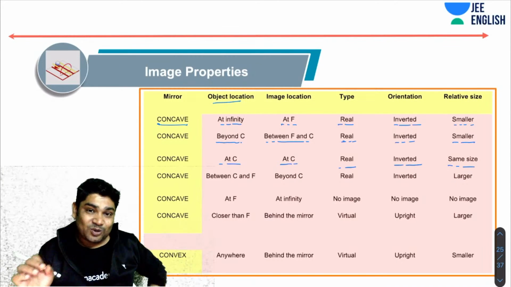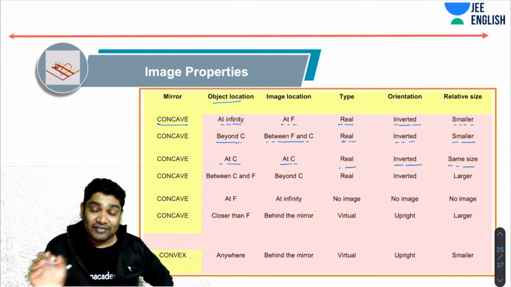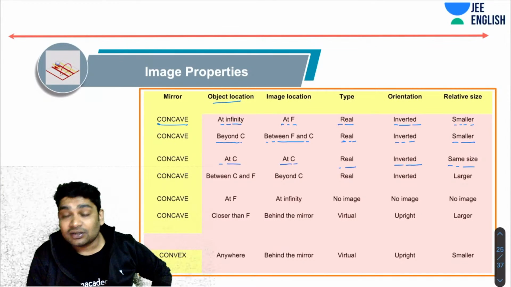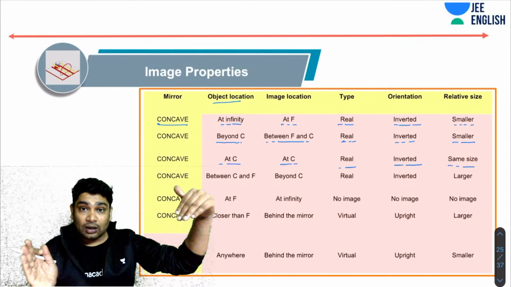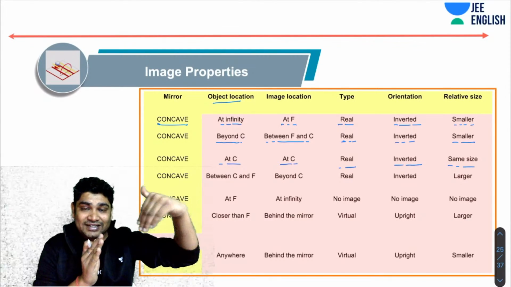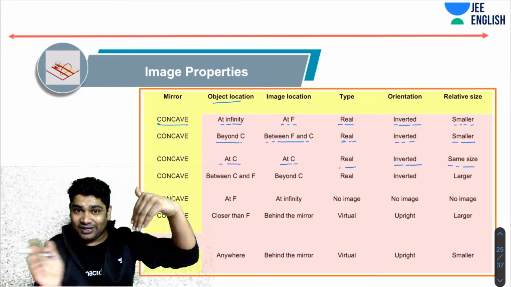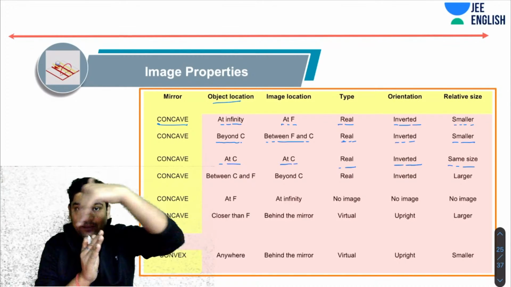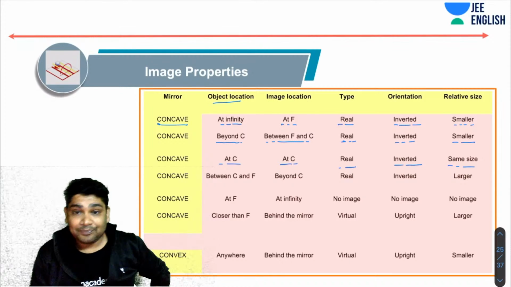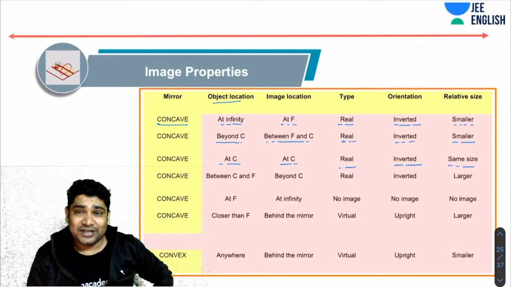At F, it is almost negligible size. As you move away from F, as the image moves away from F, its size also becomes larger and larger. At C, the two are exactly of equal sizes. Beyond C, if the object is there, then the image is smaller and it is on this side of C. When the object moves on this side of C, the image moves on the other side of C and becomes larger. Okay, so this should be easy to remember.